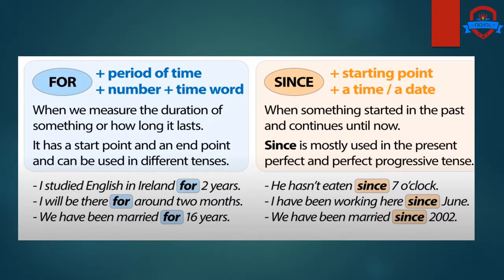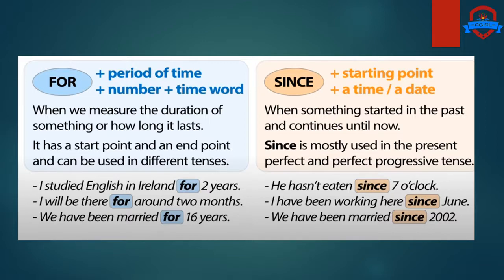And here is a comparison between since and for. For plus period of time, number, time word. When we measure the duration of something or how long it lasts, it has a start point and an end point, and it can be used in different tenses. I studied English in Ireland for 2 years, or I will be there for around 2 months, or we have been married for 16 years.